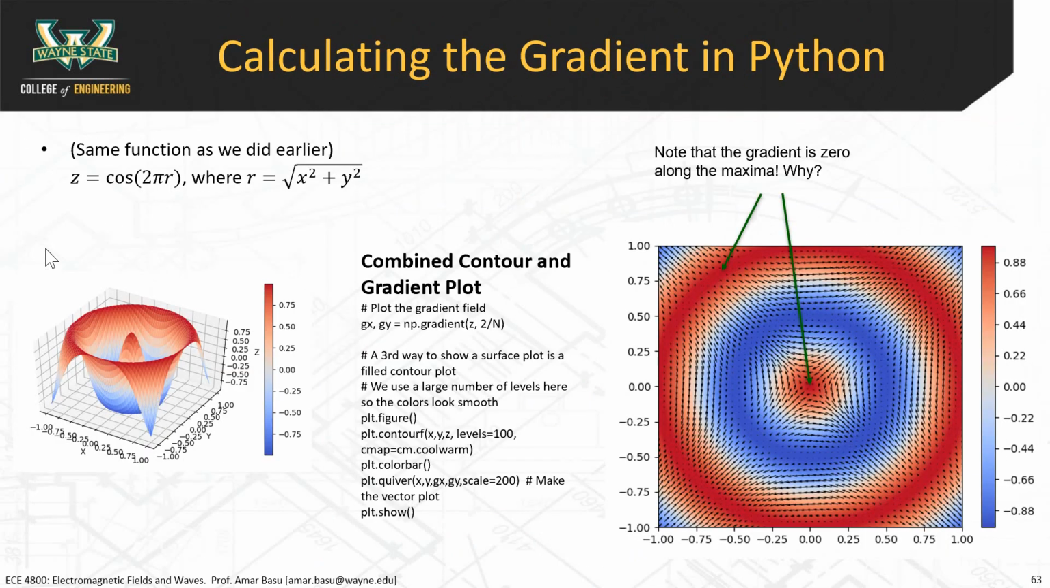All right, we already went over this. Calculating the gradient in Python, you have the gradient function. Like I said, we noticed that there seems to be some kind of error. I'll get back to you on that. The gradient should be pointing in the direction of maximum slope.